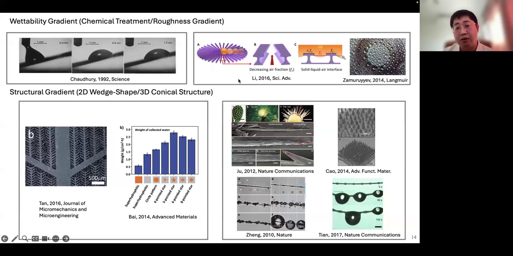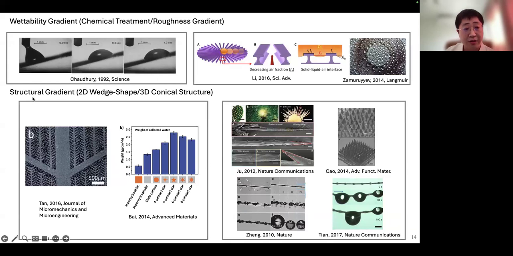And then even if you have the same intrinsic or chemical property, you can also play around with the roughness of the surface, such that by increasing or decreasing the roughness, because of the Wenzel or Cassie wetting state, you can play around with the apparent contact angle, leading to effectively the same thing. So in different regions, the apparent contact angle is different, so that the liquid spontaneously spreads towards the more liquidphilic region.